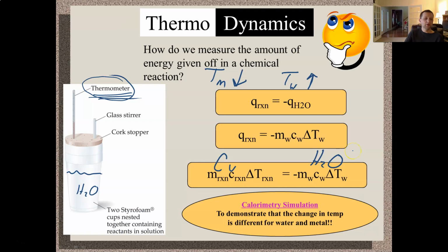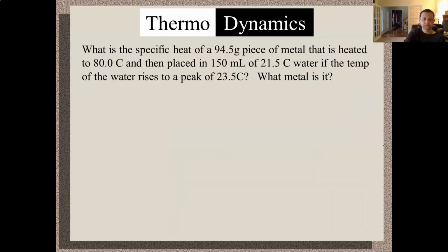All right? Okay. So hopefully that simulation helped you understand how we could get the delta T for some of these calculations that we're going to do, and that you could really get a good visual of how one substance heats up while the other one cools down, and you can kind of get a visual of that calorimetry experiment. So let's wrap it up with a problem like this one. It says, what's the specific heat of a 94.5 gram piece of metal that is heated to 80 degrees Celsius, then placed in 150 milliliters of 21.5 degrees Celsius water if the temperature of the water rises to a peak of 23.5? What metal is it?